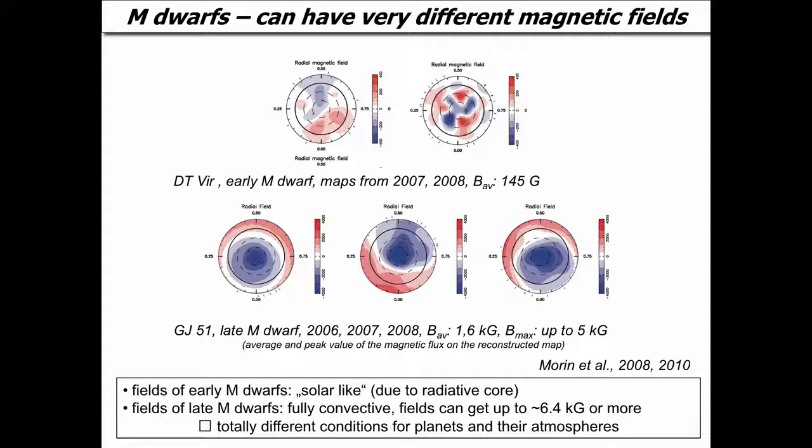And as we get to later M dwarfs, GJ 51 for example, we again see positive and negative magnetic field components. The fields are getting quite a bit stronger, up to 1.6 kilogauss in this case, or up to 5 kilogauss, changing a lot with time as well, and being much more simple but much stronger. And I think we can all imagine that conditions around such stars are very different from conditions around solar-type stars.